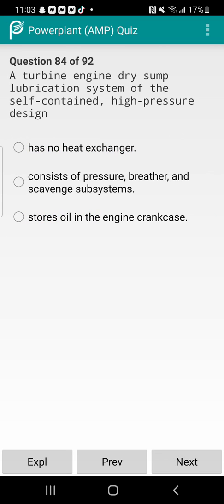A turbine engine dry sump lubrication system of the self-contained high-pressure design consists of pressure, breather, and scavenge subsystems.